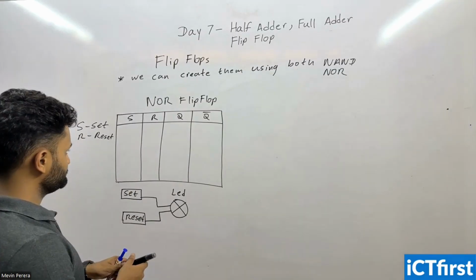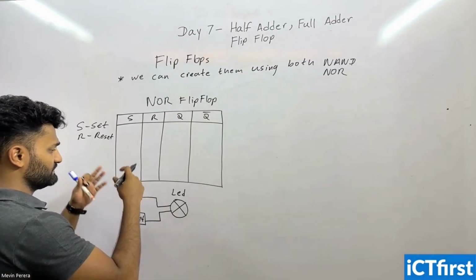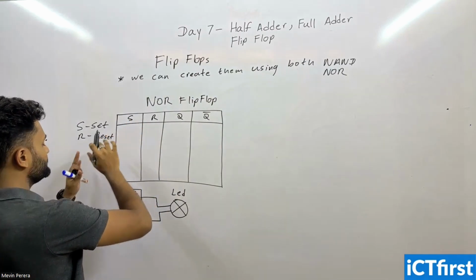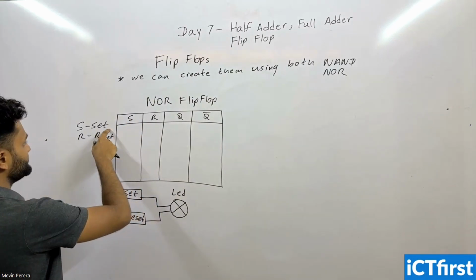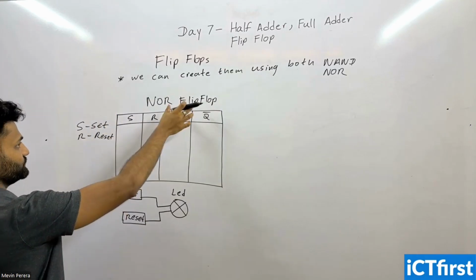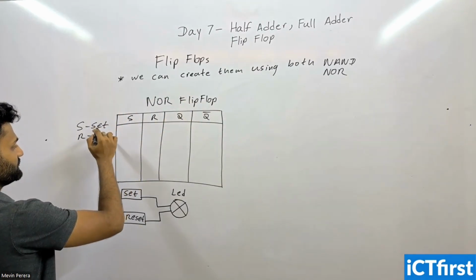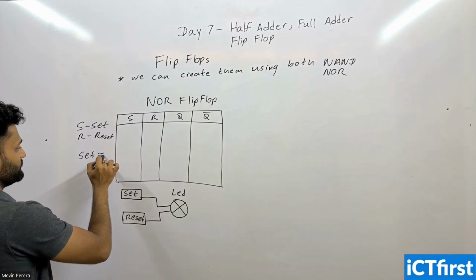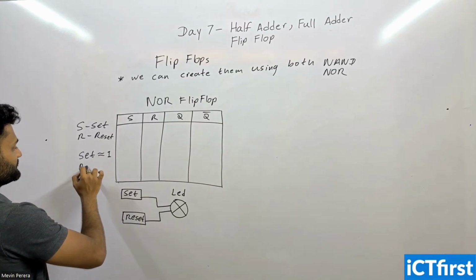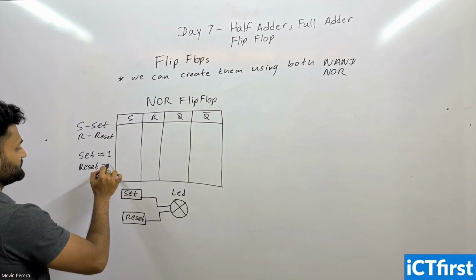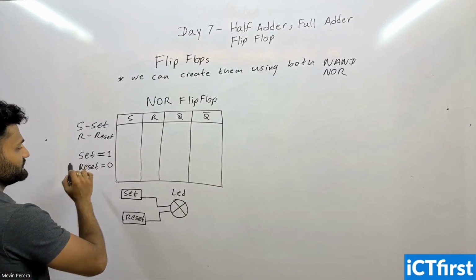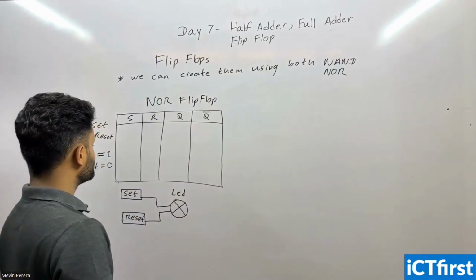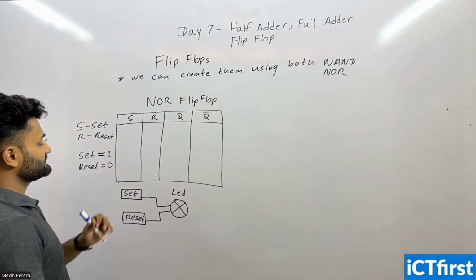Now, imagine I switch on the bulb. Now in here, set is 1 in the NOR flip-flop, set is 1 and reset is 0. That is also important to remember because in the NAND flip-flop, it's kind of the opposite. So set is 1 and reset is 0.